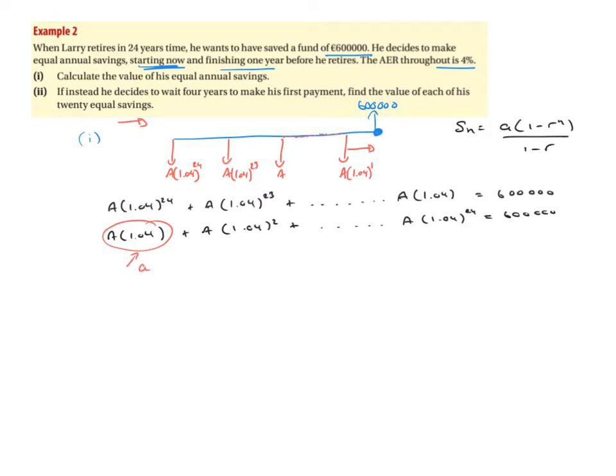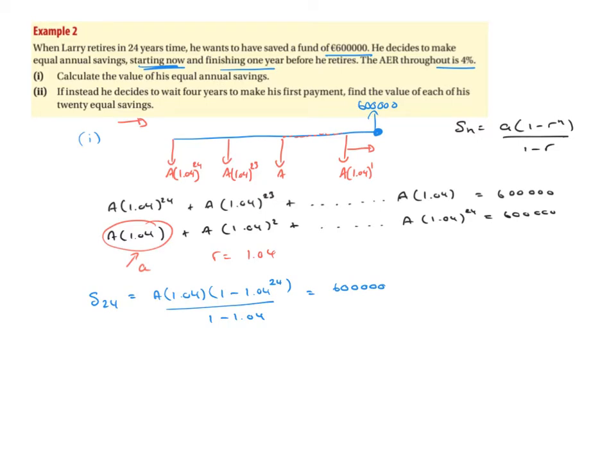And guys, hopefully you can see that to get from a multiplied by 1.04 to a multiplied by 1.04 squared, all we are doing is multiplying by 1.04. So our r, our common ratio for this particular one, is equal to 1.04. Okay, let's whack that into the formula. So what we now have is that S24 is equal to, and just put the numbers in, my a is a by 1.04, and we have 1 minus r, which is 1.04 to the power of n, and my n here, guys, is 24, all over 1 minus 1.04, and we know that that should be equal to 600,000 euros.